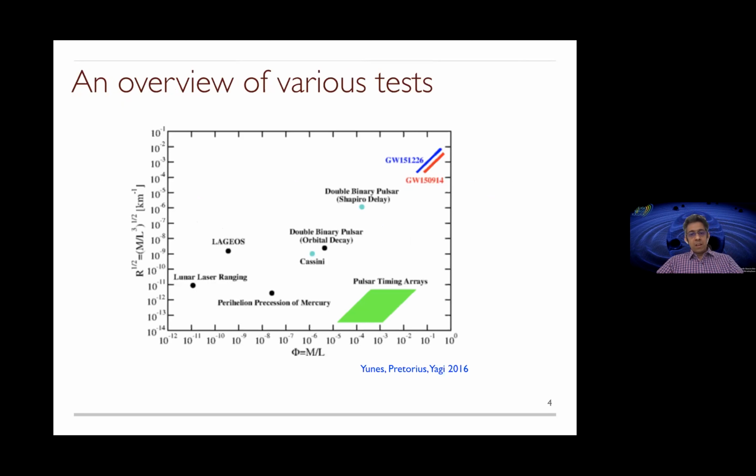So just to summarize, a few of the tests of GR could be put in a 2-dimensional plane characterized by phi, which is like a gravitational potential in some sense, and r, which is some curvature scale. On the lower bottom, you can see solar system type experiments. As you go to the middle, you will see binary pulsar tests. And as you go to the right top corner, you can see gravitational waves.